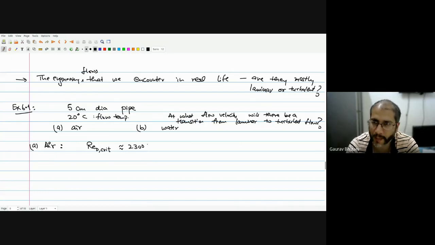Now this 2300 number is a very sharp change. You don't see a discontinuous change at this particular number. In some cases, we may see the flow become turbulent at around 2000. In some cases, you may see that the flow might stay laminar for Reynolds number till, let's say, 3000. But this is the average that we have seen typically when the flow starts becoming turbulent.